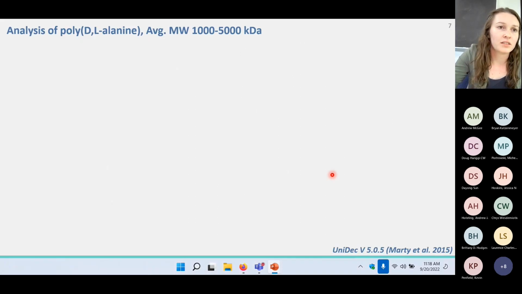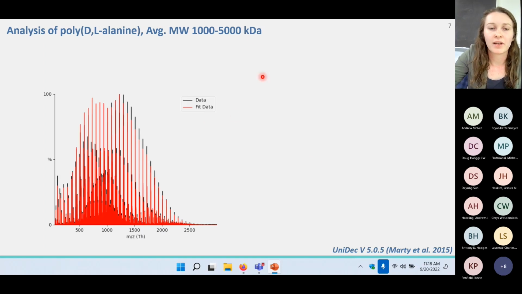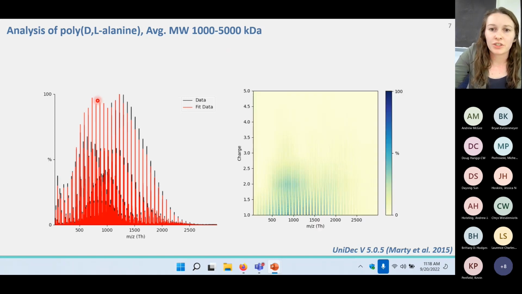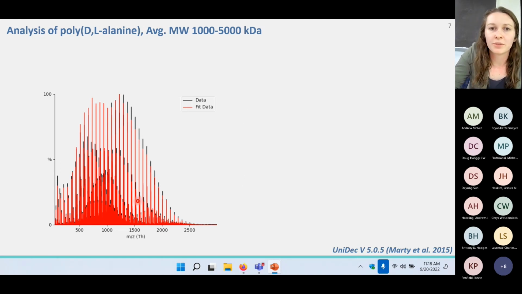The first analysis is of the poly-D-L-alanine, and the average molecular weight, as I said, is from 1 to 5 kilodalton. Oh, sorry, it should just be dalton, not kilodalton. Here we have the raw data or text file that's inputted into the software, and we can see that it then finds all of the charge states for those given mass to charge peaks. We have a good amount of doubly charged ions fading into the triply charged, but that ultimately is shifting our distribution to the low mass region.